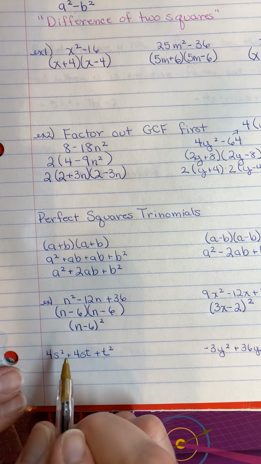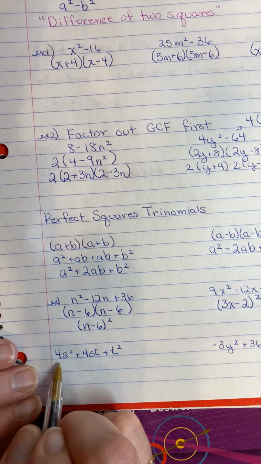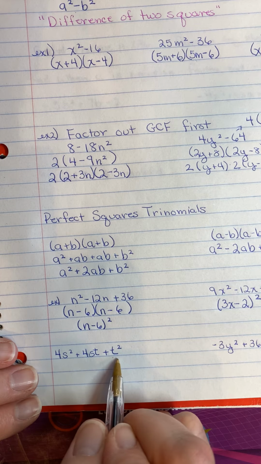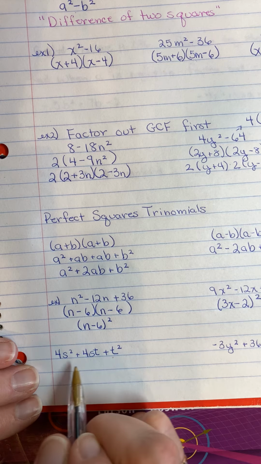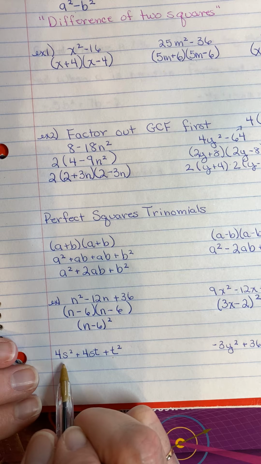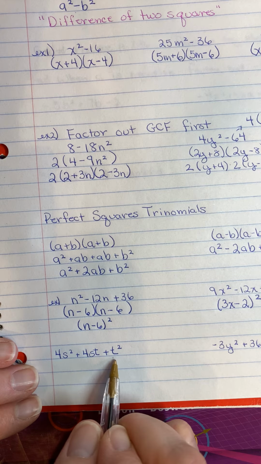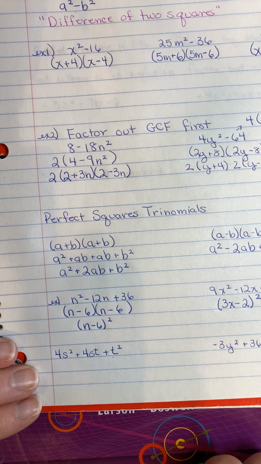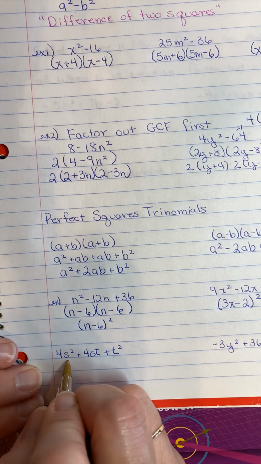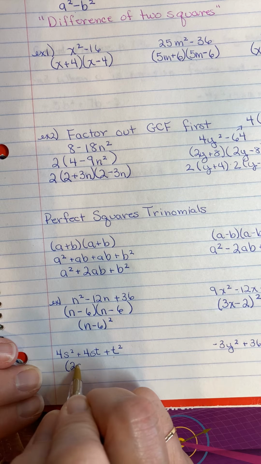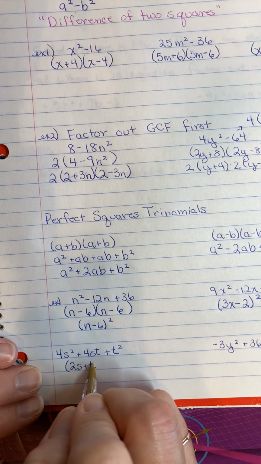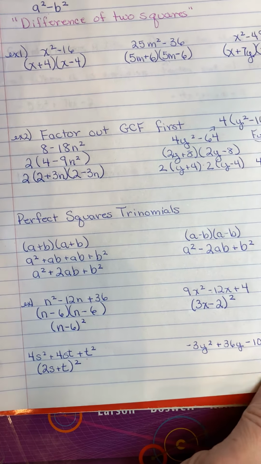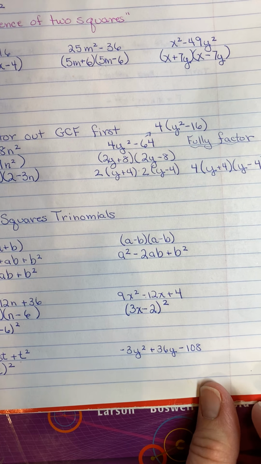The last one, we have 4s squared. Ah, that's a perfect square. t squared, that's a perfect square. Square root of this is 2s. Square root of this is t. 2s times t times 2 is 4st. So this would factor into 2s plus t quantity squared. These are just hopefully helpful shortcuts.